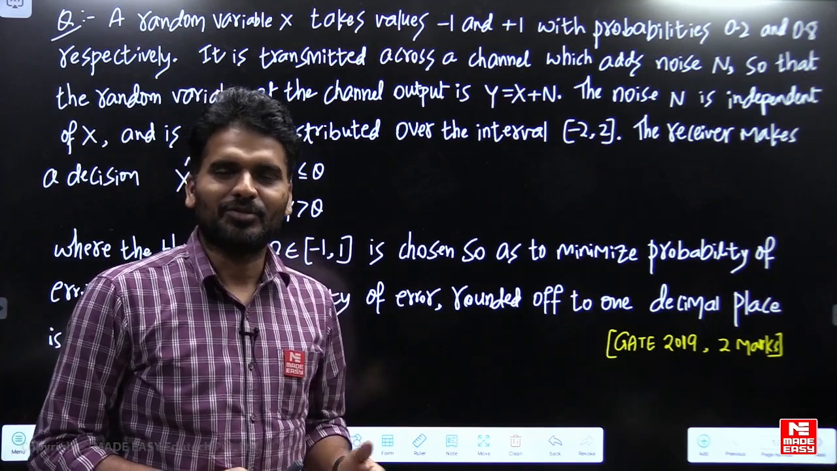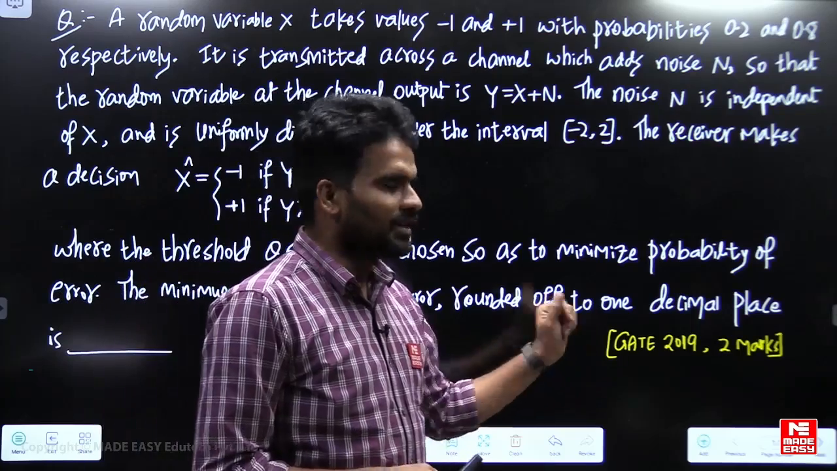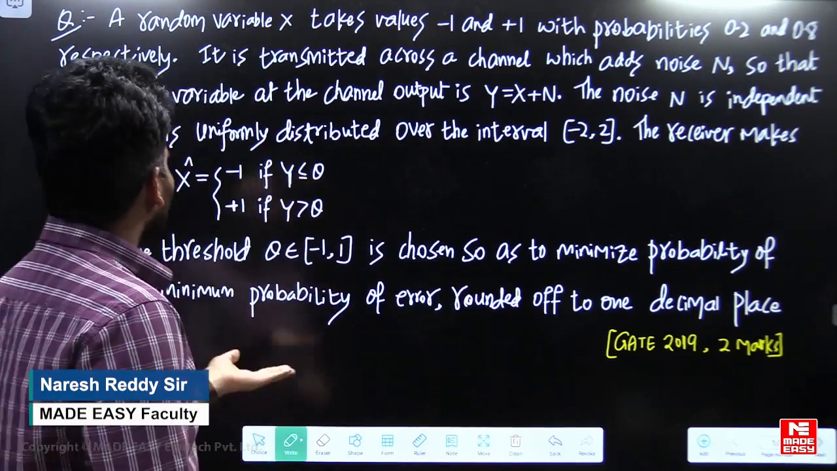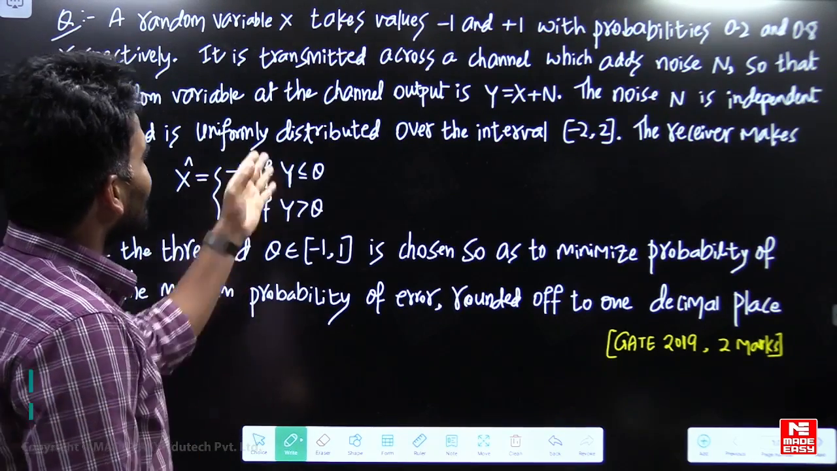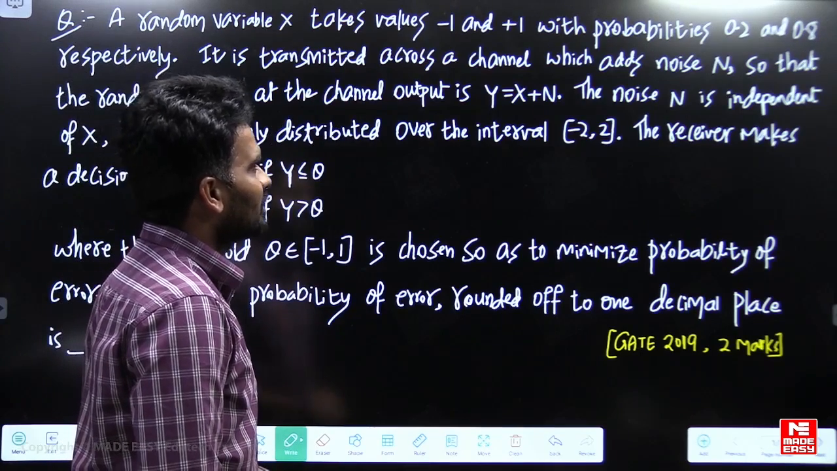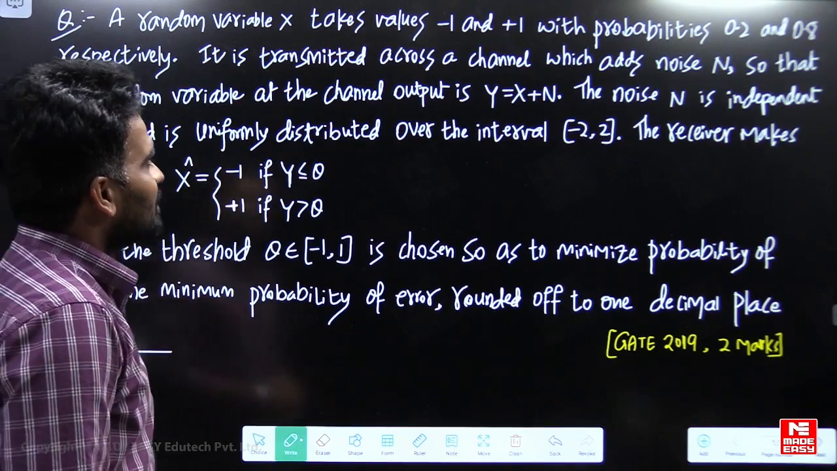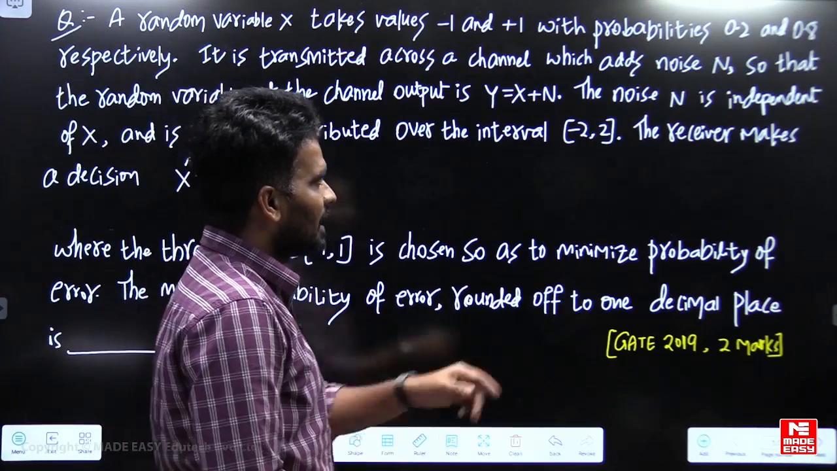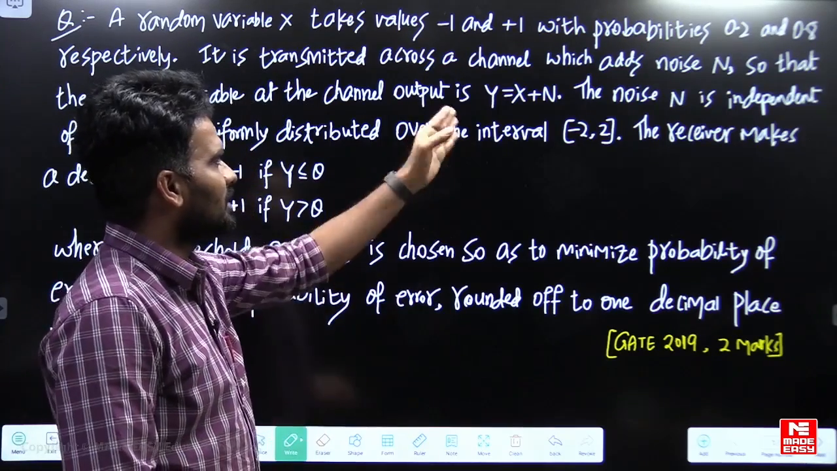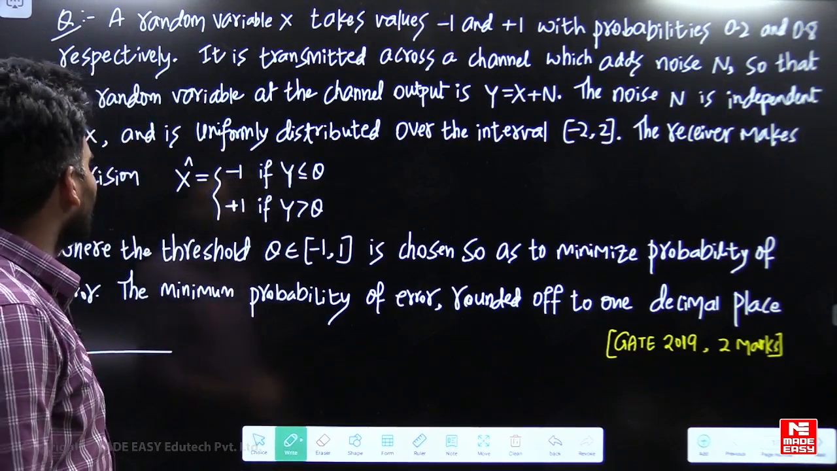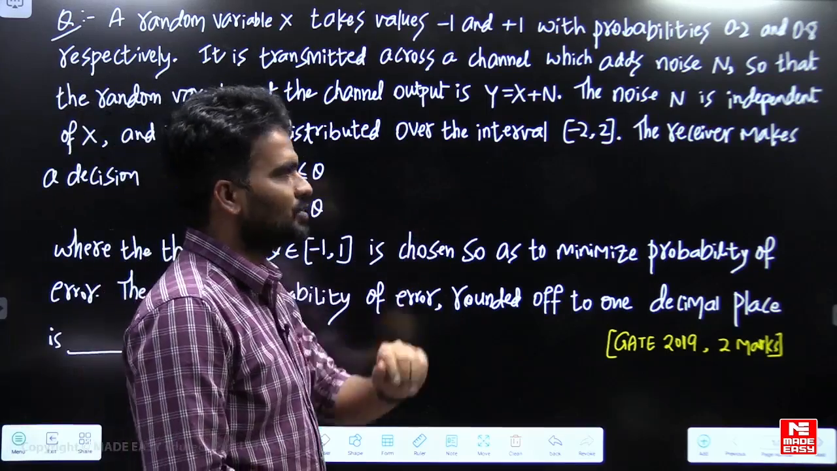Hello students, here I am going to discuss one of the important communication systems questions given in GATE 2019, and this question is about finding the probability of error. A random variable x takes values -1 and +1 with probabilities 0.2 and 0.8 respectively. It is transmitted across a channel which adds noise n, so that the random variable at the channel output is y, and y is given as x plus n.